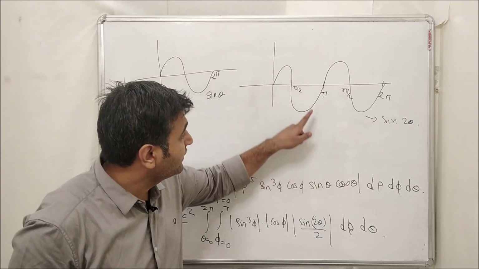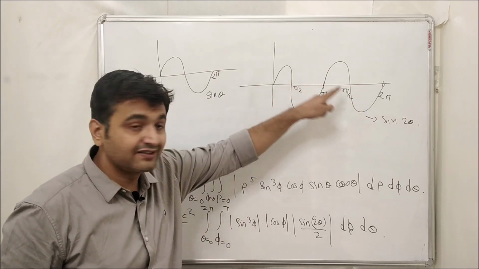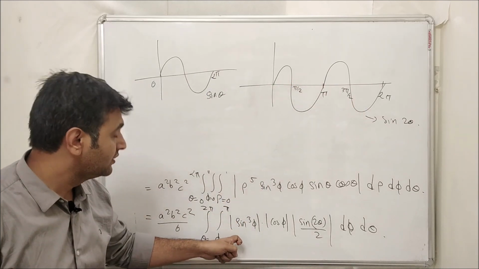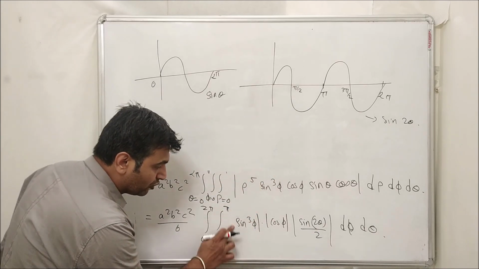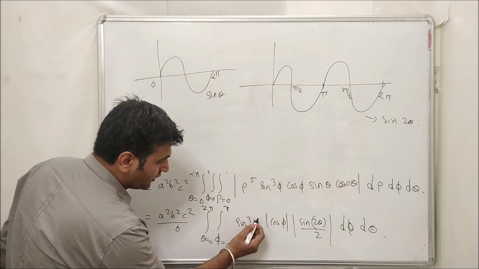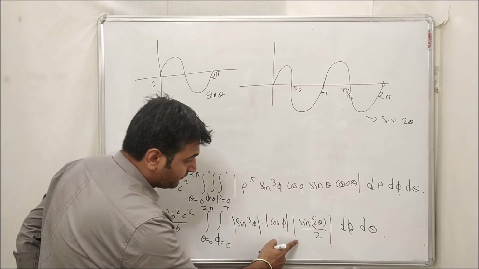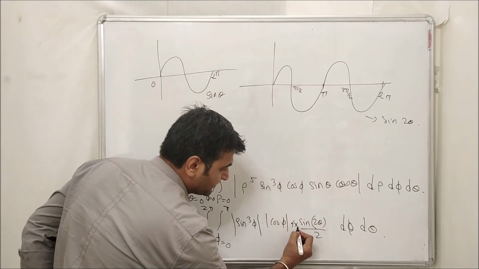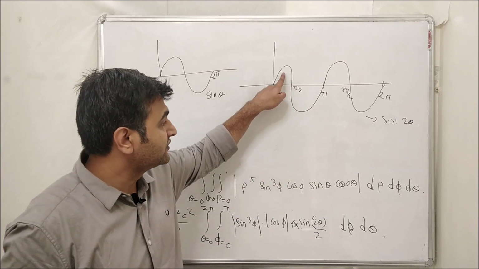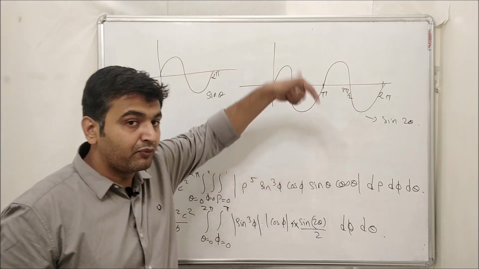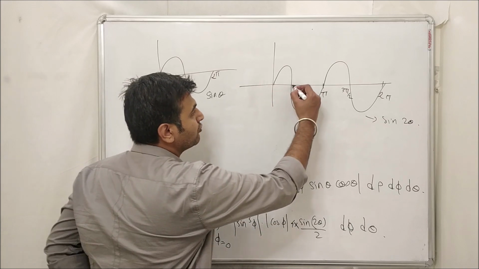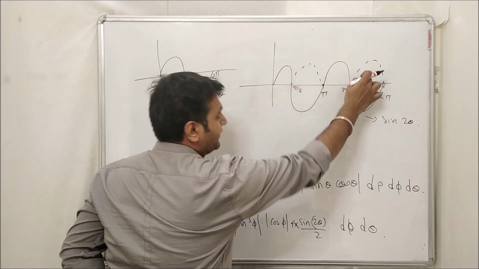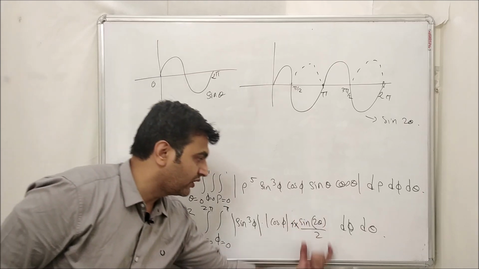So it is negative where? Here and here it is negative, and it's symmetric. So 1, 2, 3, 4. If I want to remove this mod for sin 2 theta, I will do 4 times, because I'm only taking the positive, and all the negative becomes positive. So actually this is coming over here. So 1, 2, 3, 4. So 4 times, and now this mod has gone.